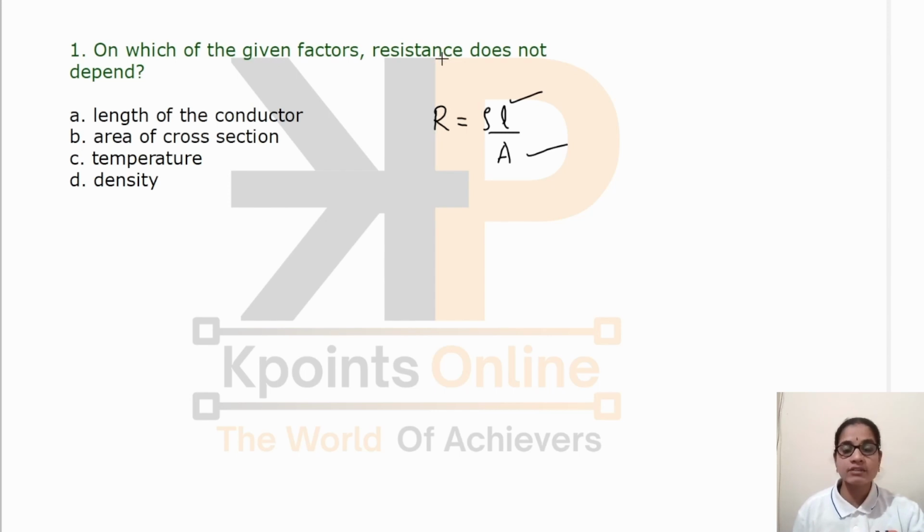Here the question is, we should choose that option which does not affect the resistance. It means the resistance does not depend on which factor here. We know that it depends on the length of conductor, so this is not our correct option. Area of cross section, this is also not the correct option. Temperature, we know that resistance depends on the temperature, and density is the factor on which resistance does not depend. So our correct answer is density.